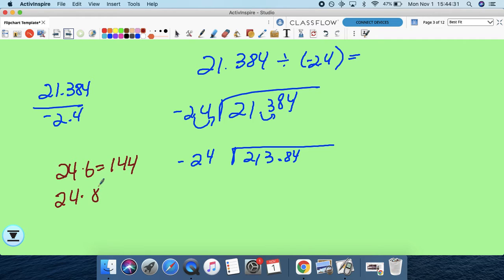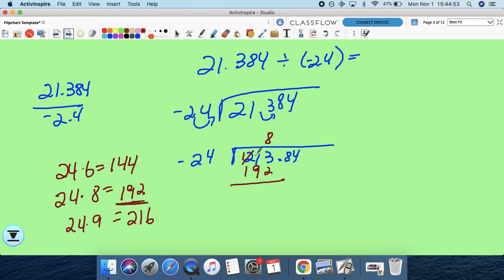24 times 8. Sorry, I don't know why I tried 6. 24 times 8 is 192. That's better. 24 times 9 is going to be too much, but nevertheless, I just want to have that number. 24 times 9 is 216, just a little too much, so we're going to use 8, 192.